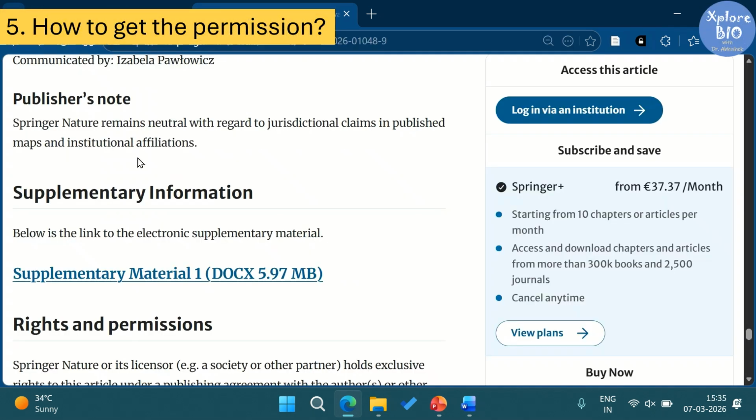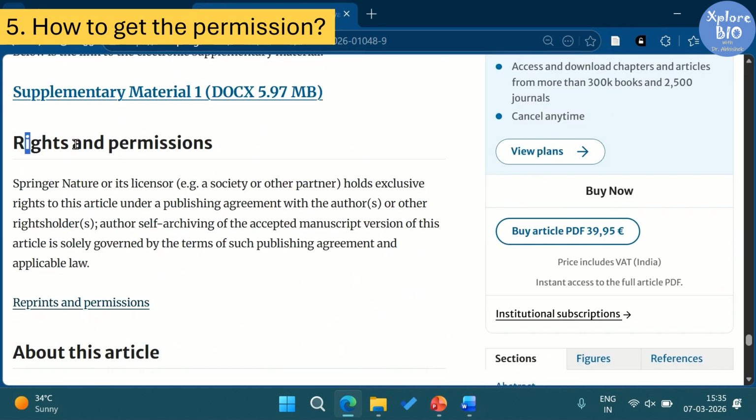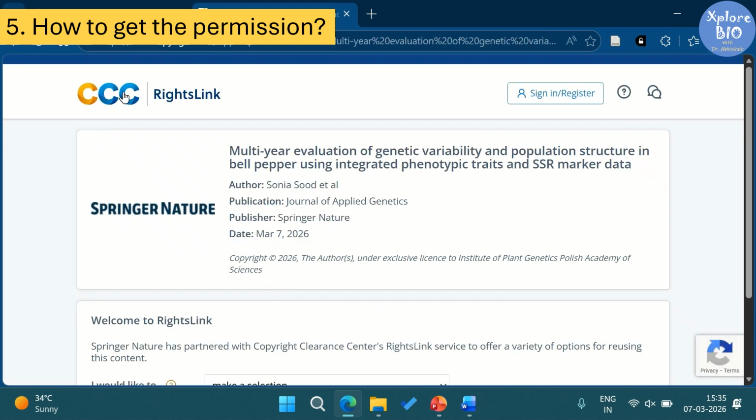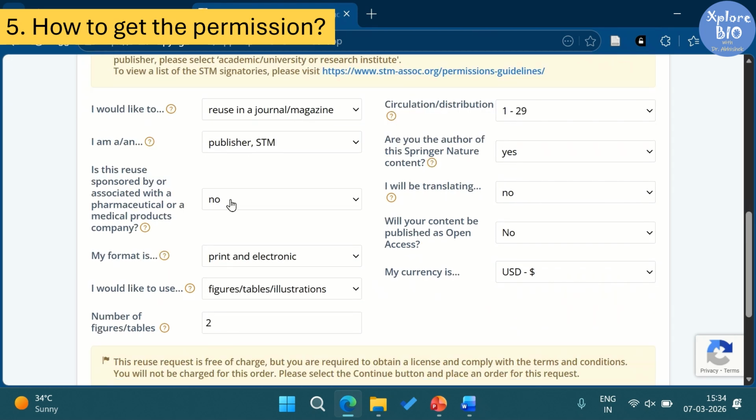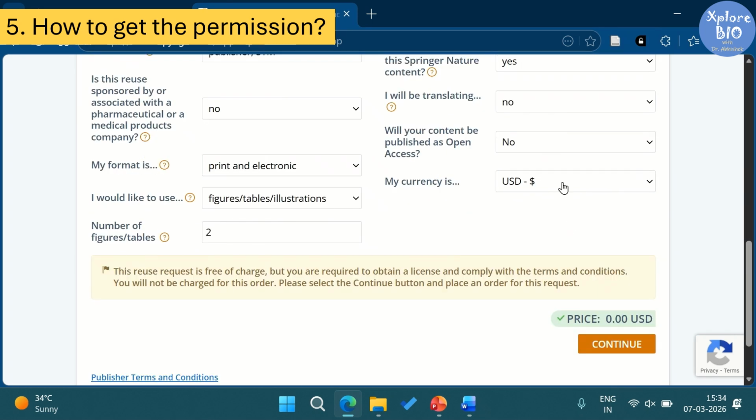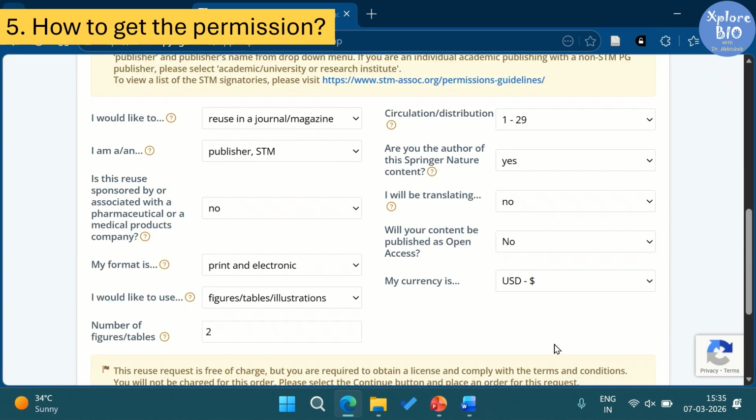Now, how do you actually get this permission? You really don't need to draft an email for this. Just go to the article on the publisher's website and look for a rights and permissions button or a copyright symbol. This redirects you to a portal called RightsLink. Fill out a quick drop-down questionnaire stating where you are using the figure or the table or any other content of that article. It instantly generates a printable PDF license for $0. You can save that file with you.